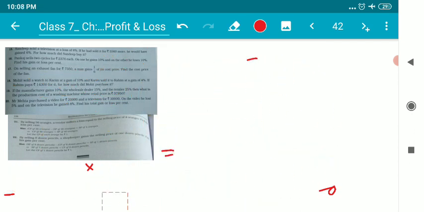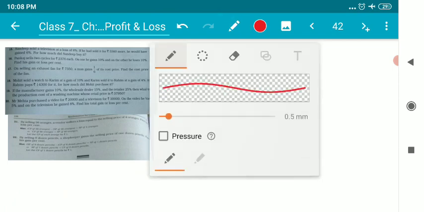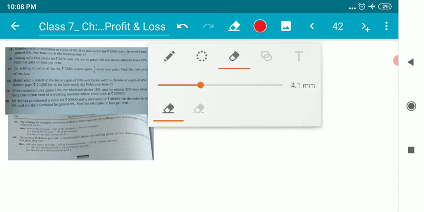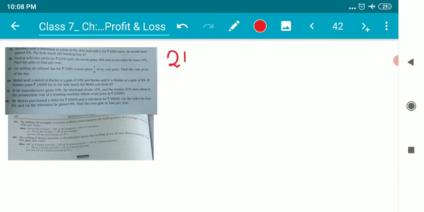Now children, we are going to deal with one of the most conceptual questions, and very much confusing, we could rather say. Let us have a look. Question number 21. Children, we need to understand the question carefully. We need to read the question carefully. By selling 36 oranges, a vendor suffers a loss equal to the selling price of 4 oranges. Find the loss percent.